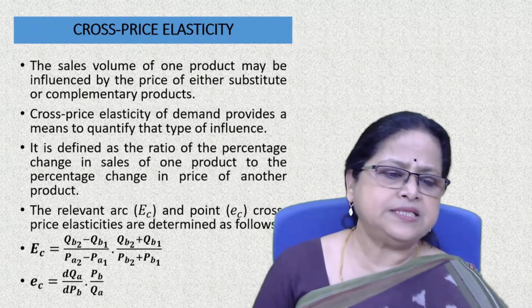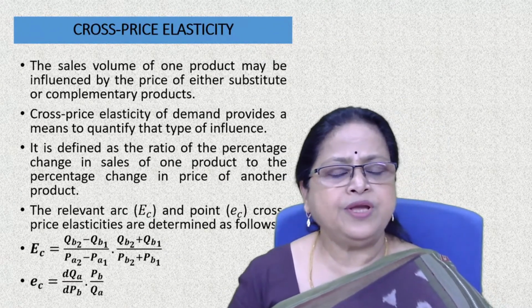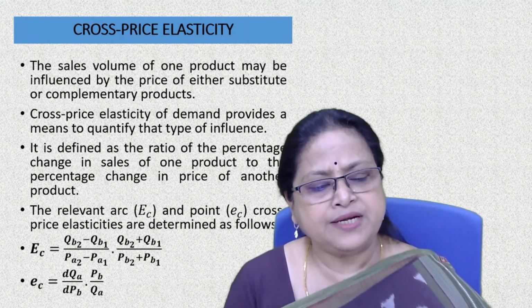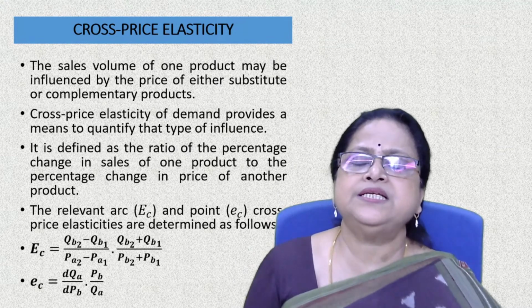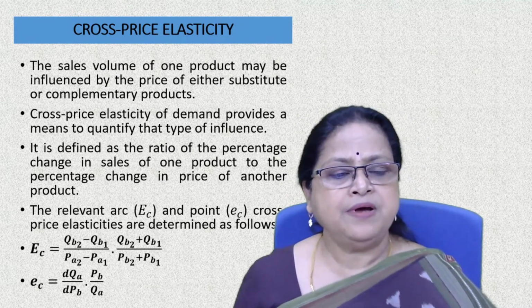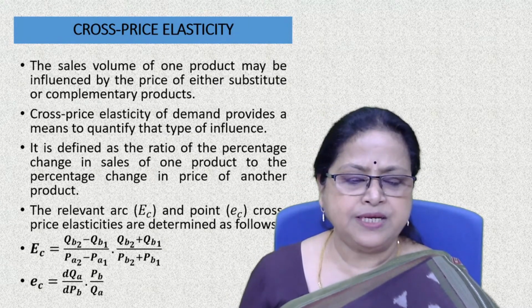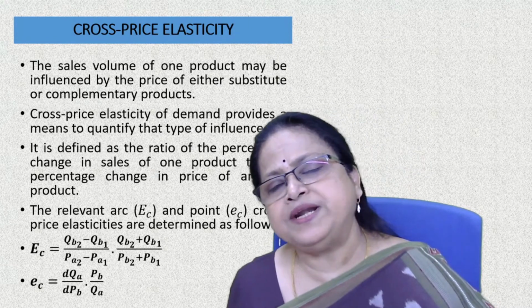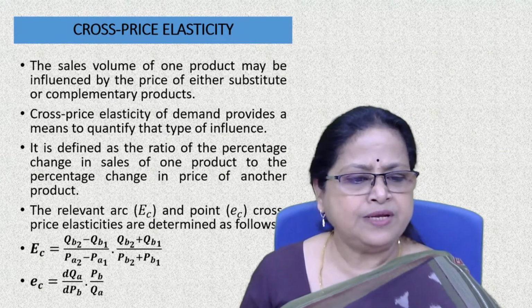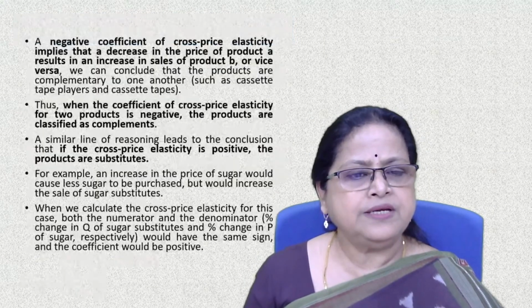In case of point elasticity, there is no problem. dQA by dPB: the percentage change in quantity of A divided by the percentage change in price of B. That also you can say, or the percentage change in quantity of B divided by the percentage change in price of A. You can calculate that way also. You can write that way.